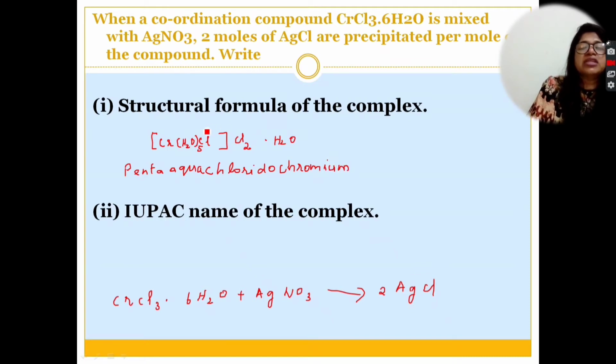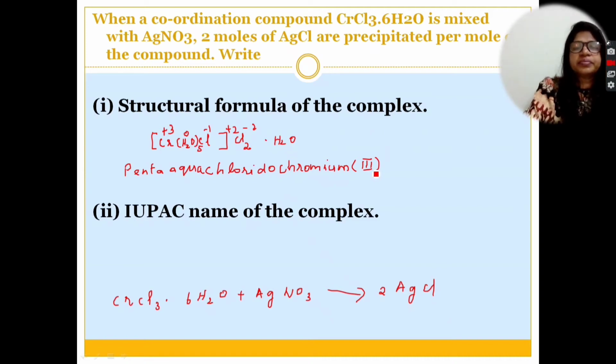What is the oxidation state of chromium? H2O is 0, Cl is minus 1. Here Cl2, so minus 1 into 2, minus 2, outside the coordination entity, plus 2. So the charge of chromium will be plus 3. Plus 3 minus 1 only will give you plus 2. So put 3 in the parenthesis. This is the IUPAC name. Such questions can come for even 2 marks.